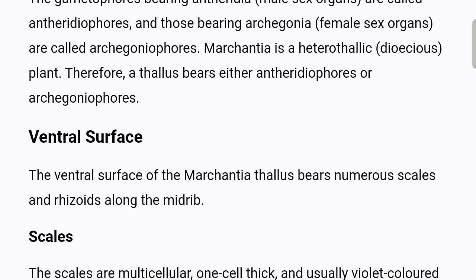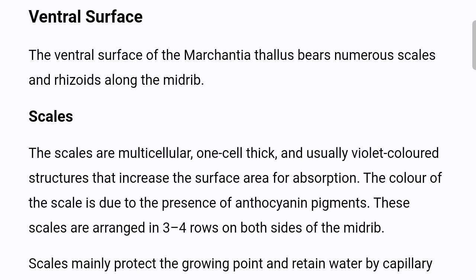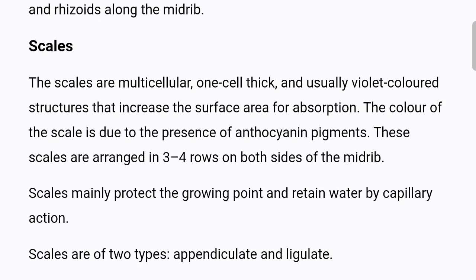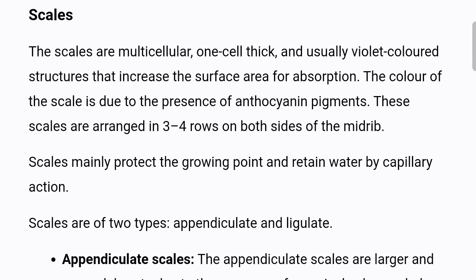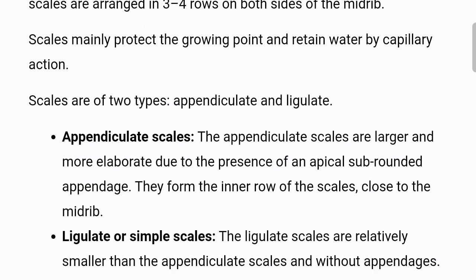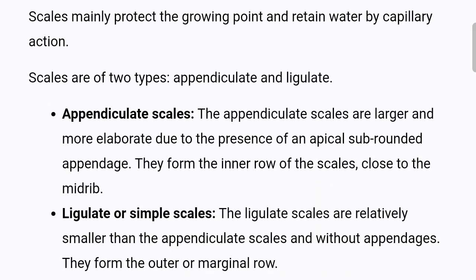Ventral surface. The ventral surface of the Marchantia thallus bears numerous scales and rhizoids along the midrib. Scales. The scales are multicellular, one-cell thick, and usually violet-colored structures that increase the surface area for absorption. The color of the scale is due to the presence of anthocyanin pigments. These scales are arranged in 3 to 4 rows on both sides of the midrib. Scales mainly protect the growing point and retain water by capillary action.